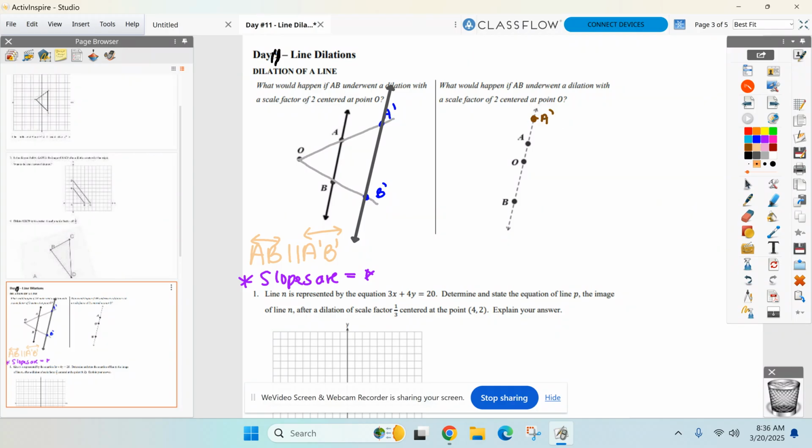And guess what's going to happen to B when I double this distance from O to B? It may be a little bit more here, but probably going to be somewhere down there.